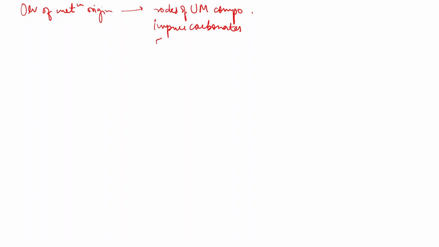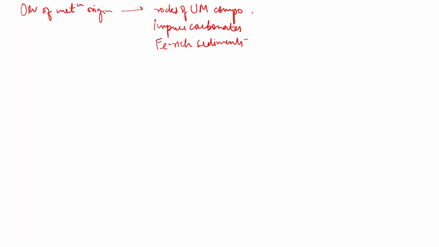So olivine of metamorphic origin, where does it occur? It occurs in rocks of ultramafic composition. It occurs in impure carbonates. It occurs in iron rich sediments. Okay. Most of these olivines are highly rich either in forsterite or fayalite.